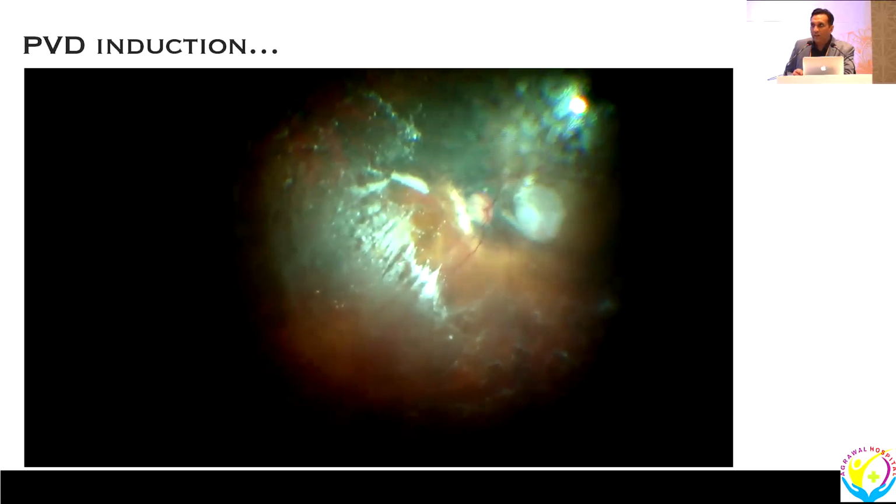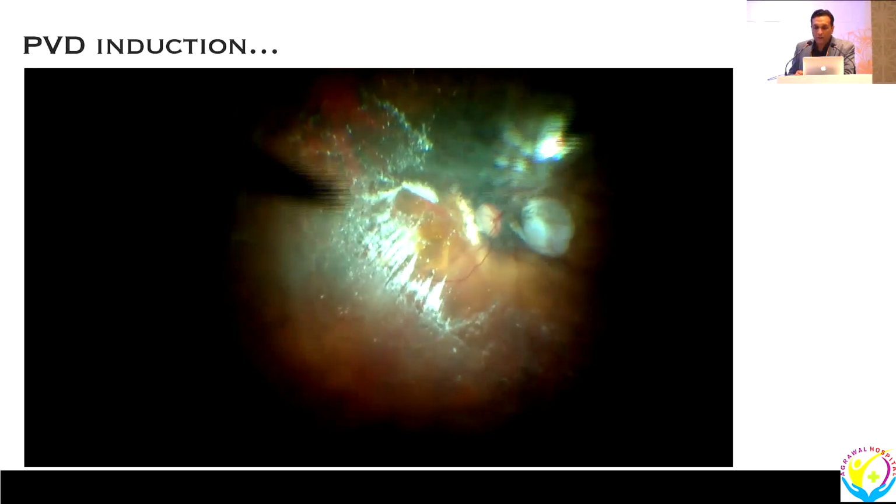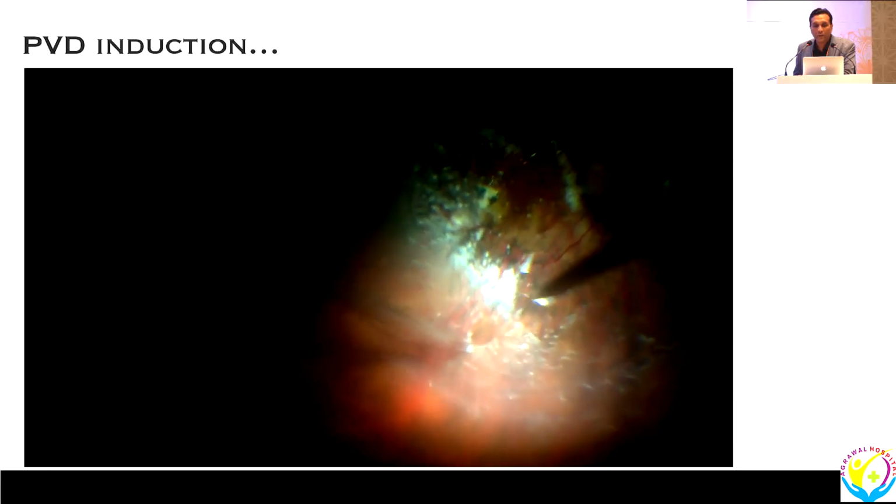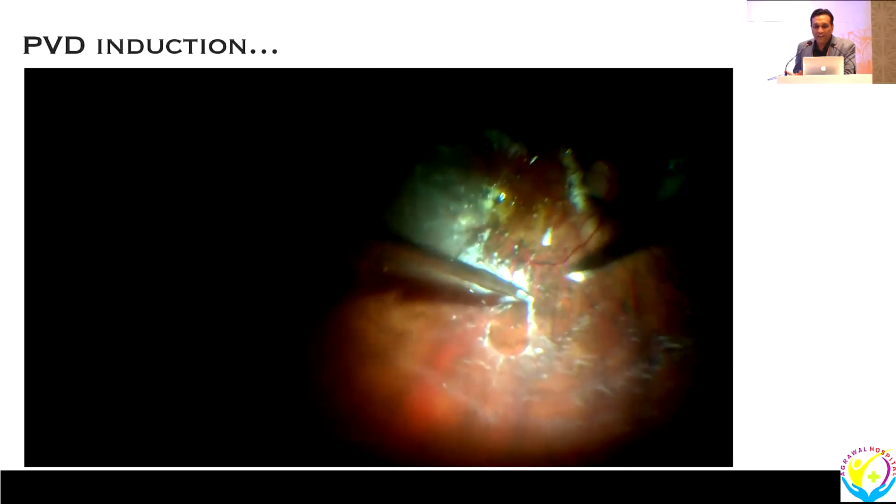The third point is PVD induction. There is actually universal presence of vitreoschisis in these cases, so routine cutter aspiration will not work. If you think that PVD is complete, you're wrong, and you have to restain it, and there will always be a thin layer of vitreoschisis present. So this is the technique we employ.